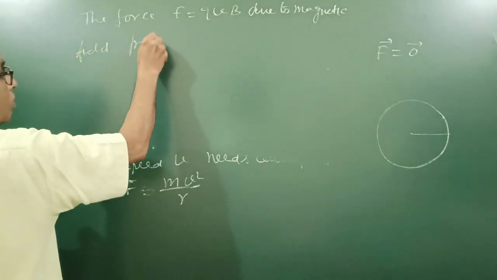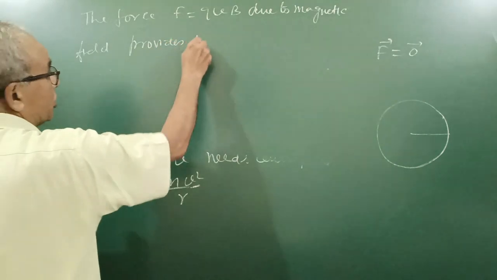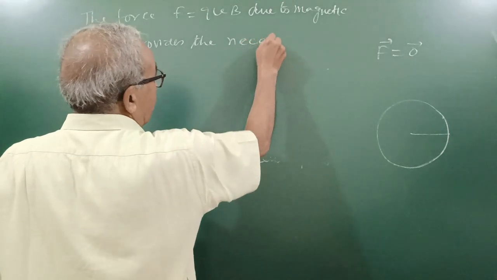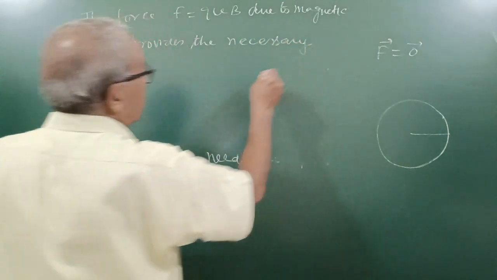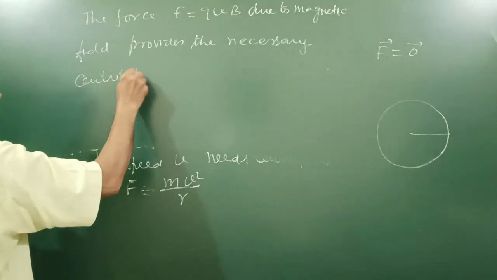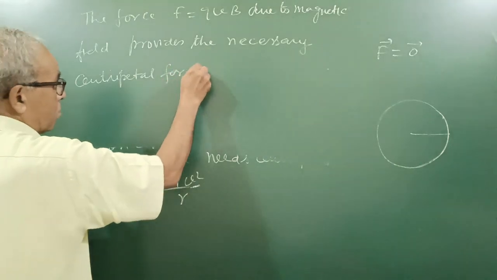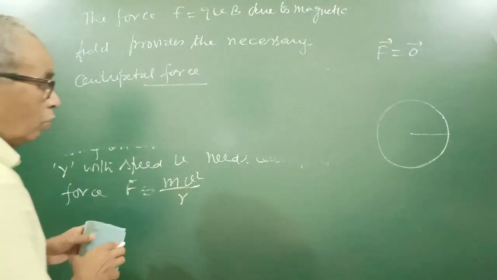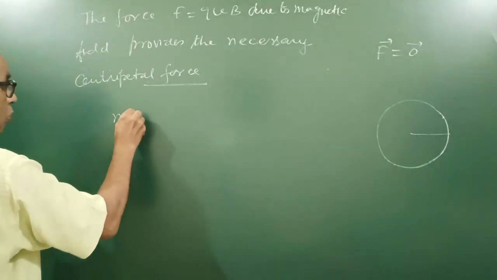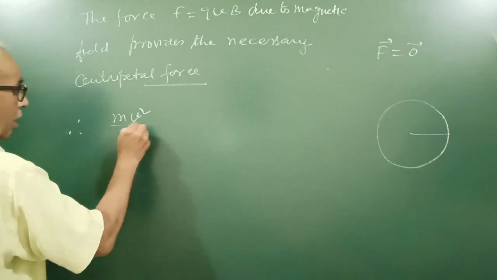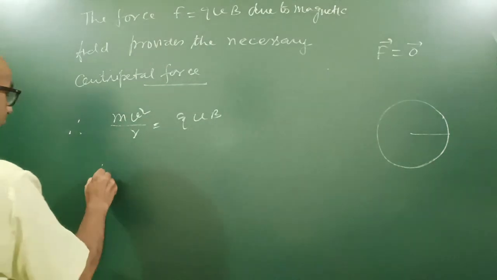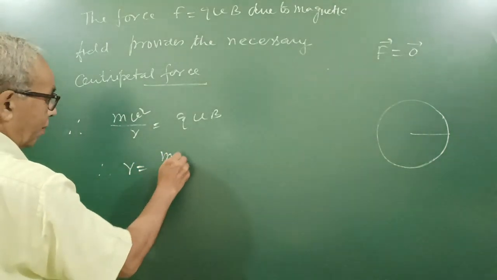This provides the necessary centripetal force. So we can write here mv square by r equal to qvb. From here we get r equal to mv upon qB.